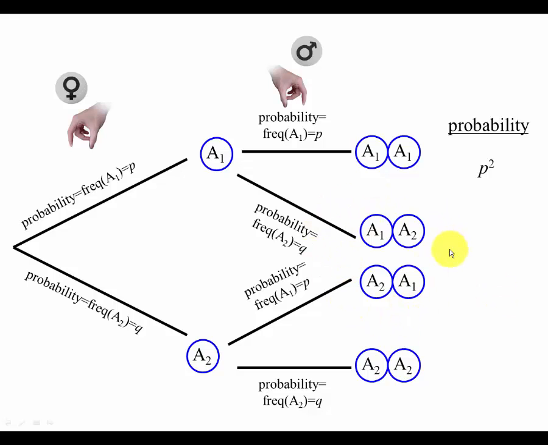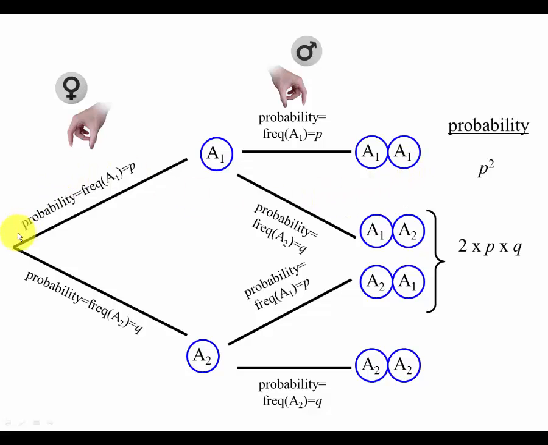Heterozygotes are a little tricky because there are two ways to form one. Either Mom gets an A1 allele and Dad donates an A2 allele, or the other way around. The likelihood of taking this path to the heterozygote is P times Q. The likelihood of taking this path is Q times P, which is the same thing as P times Q. So the probability of ending up at a heterozygote is 2 times P times Q, or 2PQ.